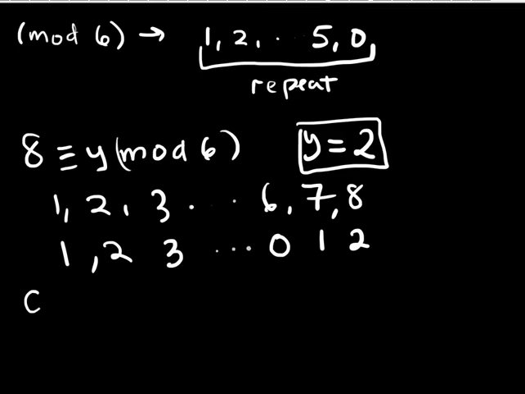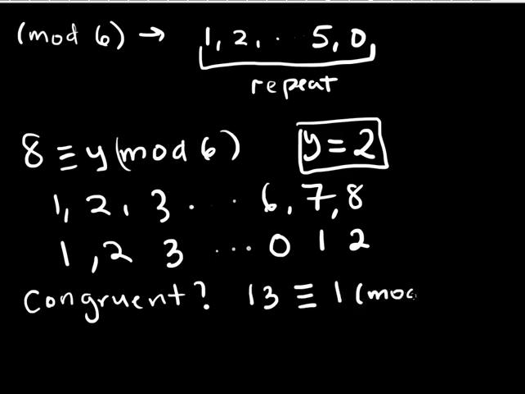I've been mentioning a word called congruent, so let's look at the principle of congruence. Earlier on I wrote 13 is congruent to 1 in mode 12. This sign right here is what we refer to as congruent. Let's look at what essentially it means, in general.